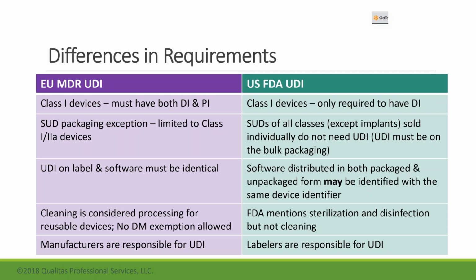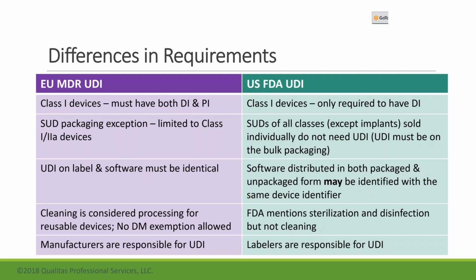And then this is kind of semantics, but it does lead to some confusion. In the MDR, manufacturers are the ones responsible for the UDI, whether it's assigning the UDI or applying it. They're responsible for that information and for the UDI being compliant. Whereas in the US, labelers are responsible for the UDI. So you may be the legal manufacturer and you're responsible for the content on the label, then you're going to be responsible for the UDI.